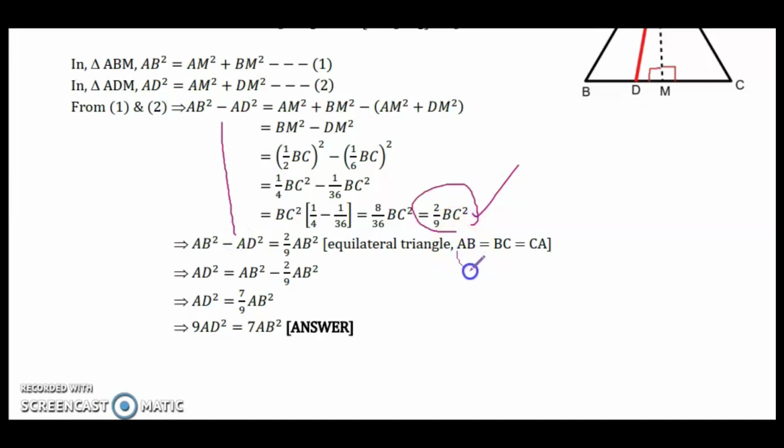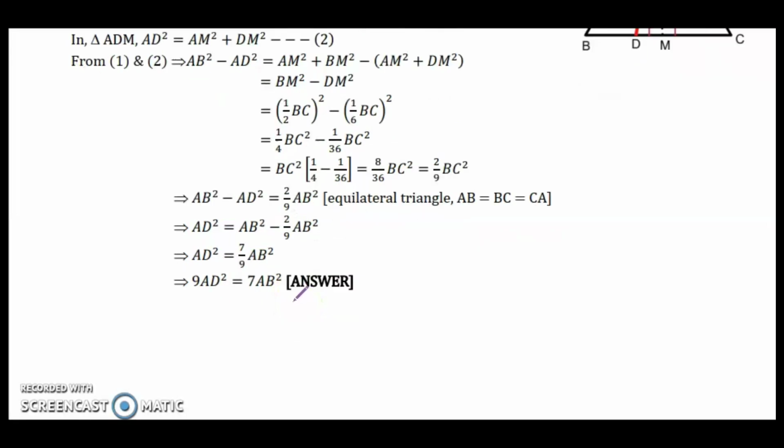But it is an equilateral triangle, all sides are the same. AB equal to BC equal to CA. Therefore, as our final answer is needed only in terms of AB and AD, convert this BC in terms of AB. Therefore, AB square minus AD square equal to 2 by 9 into AB square. Bring this to the other side. We are getting AD square equal to 7 by 9 AB square, that is 9 AD square equal to 7 AB square.